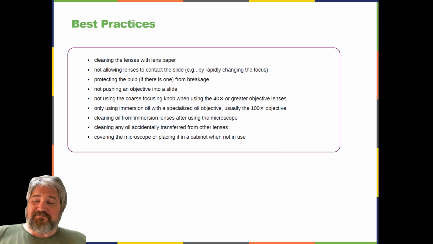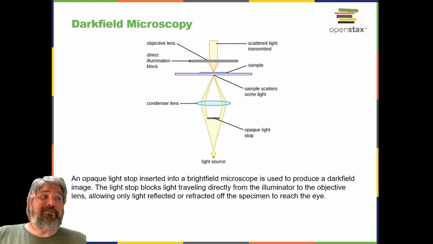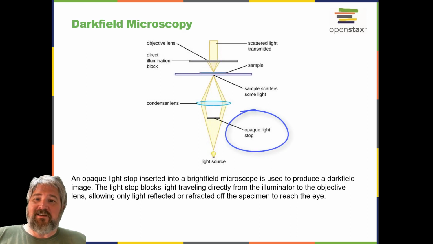Okay, next, darkfield microscopy. A darkfield microscope is a brightfield microscope that has a small but significant modification to the condenser. A small opaque disc, about 1 centimeter in diameter, is placed between the illuminator and the condenser lens. This opaque light stop, as the disc is called, blocks most of the light from the illuminator as it passes through the condenser on its way to the objective lens, producing a hollow cone of light that is focused on the specimen.